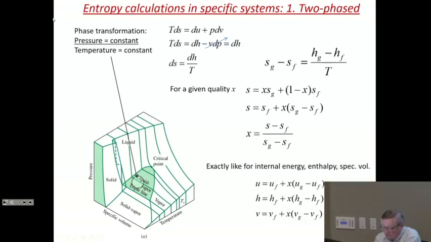If you're somewhere in the middle of the vapor dome at a certain amount of quality x, the same equations apply as you had before for internal energy or enthalpy or specific volume. You can just write the same thing. And we did that before, but we didn't show you how that came from the TdS equations.